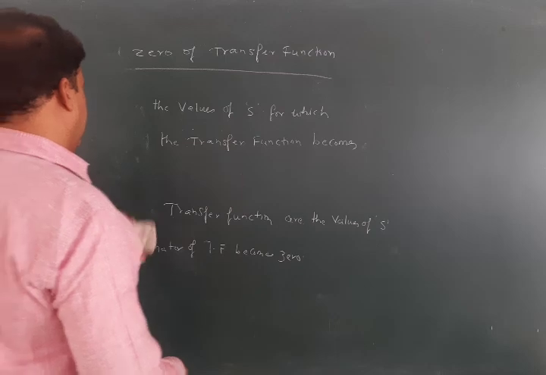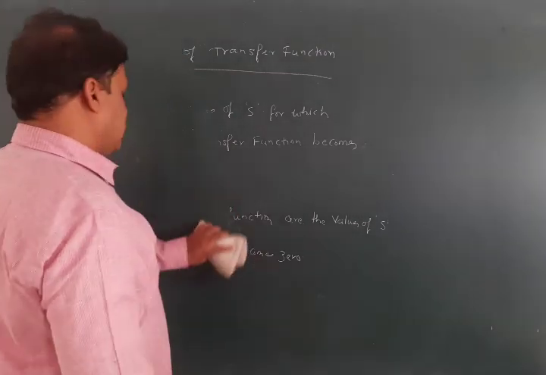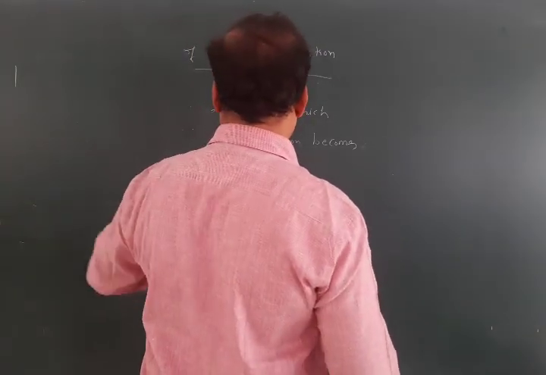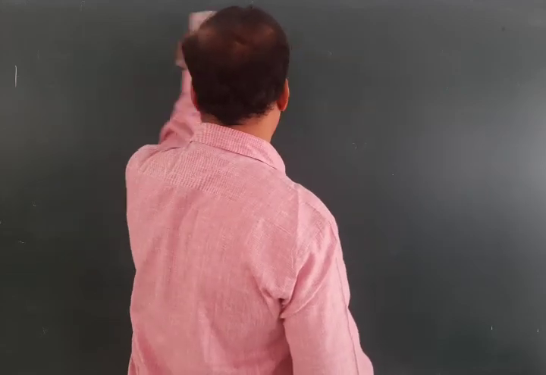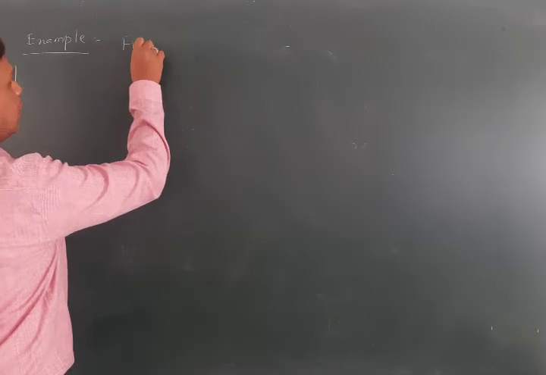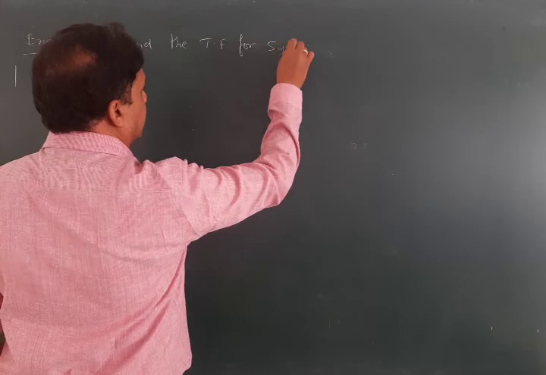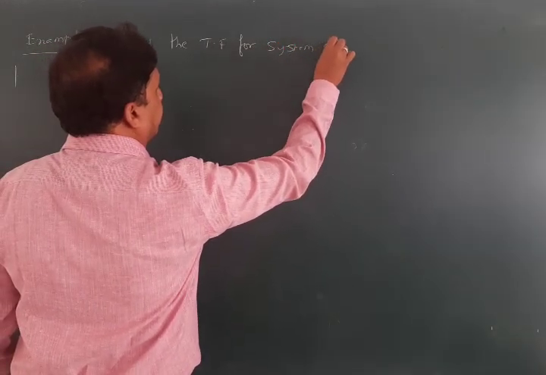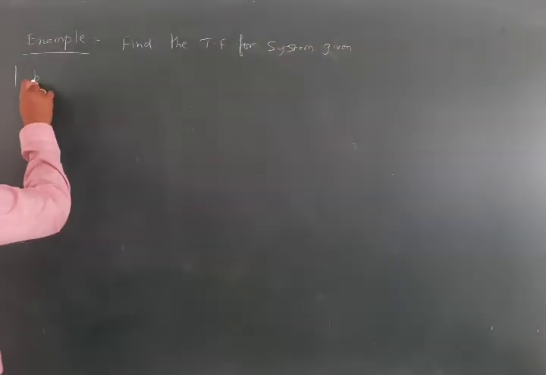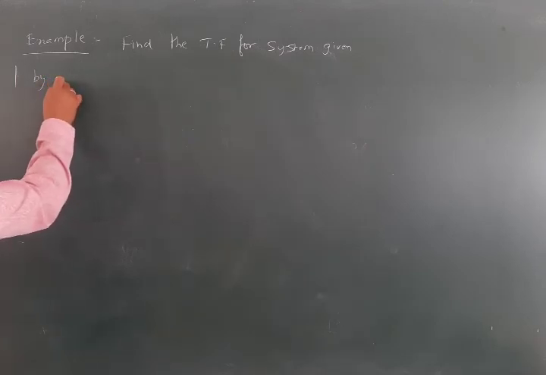Writing an example of the pole and zero of a transfer function, let us see how to find out the pole and zero of a transfer function. So consider an example: find the transfer function for the system given by some equation.